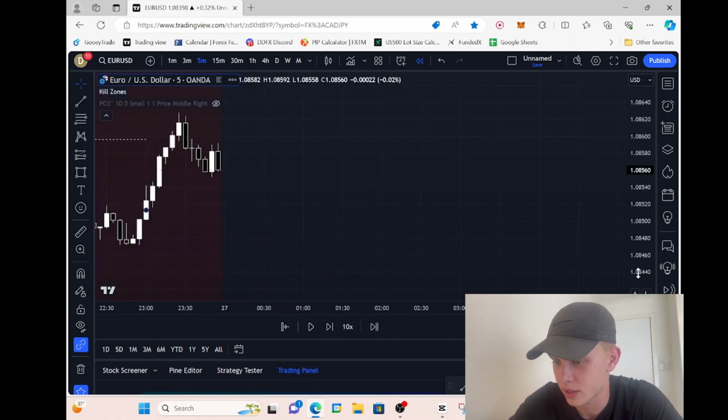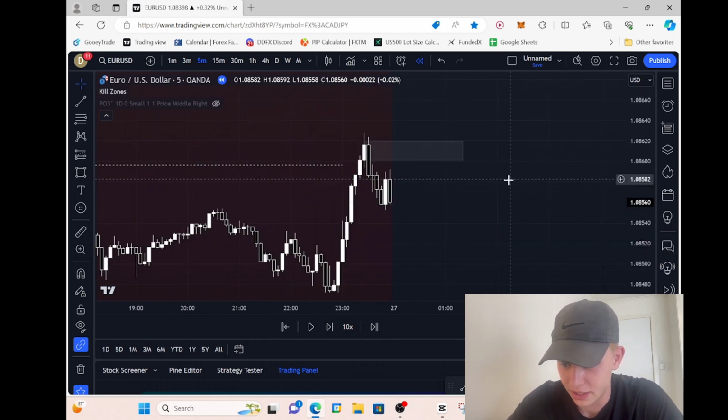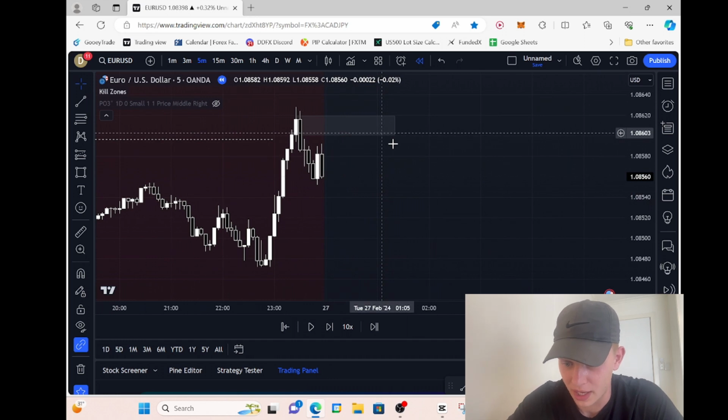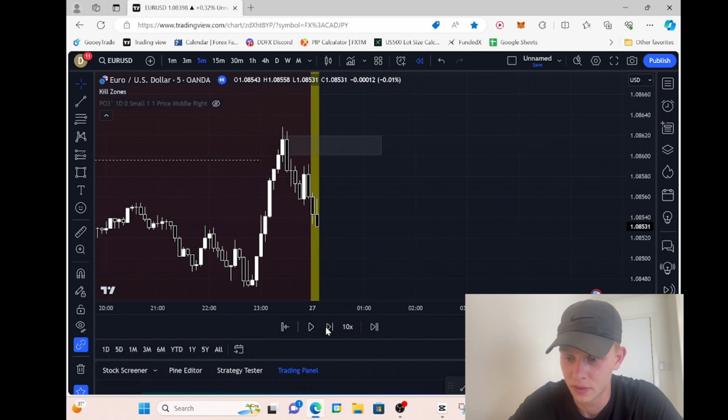So there's 2 potentials that I want to see. 1, I'd like to see price come back up, tap into this order block here, and then we can take a trade to the downside. Or B, maybe we'll sweep out the high one last time, turtle soup it, and then take a trade to the downside.